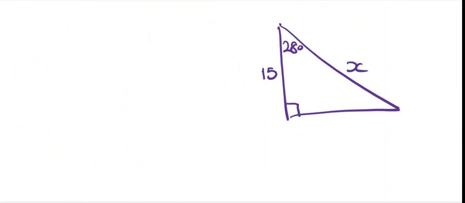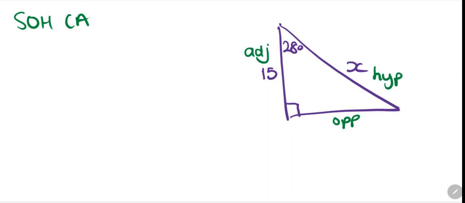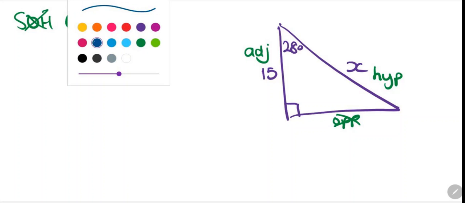Okay, look at the next question. We need to find the length of x. So I'm going to label my triangle. The side next to the angle we know is the adjacent. This is the opposite side, and this is the hypotenuse. So, SOHCAHTOA. Okay, let's see what we don't need. We don't need opposite, so anything again with opposite. So I'm going to use the cosine rule again.